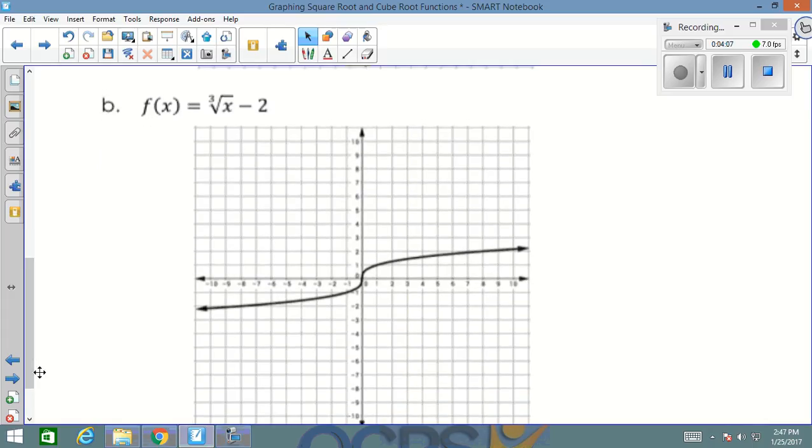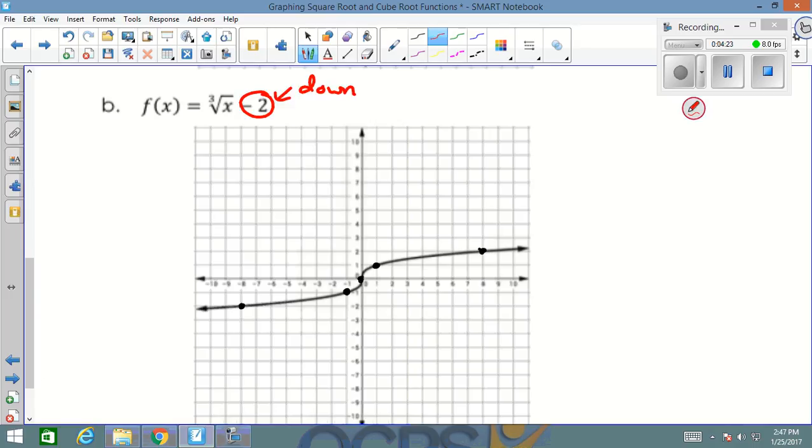Okay, we're going to do the cubic function here. We have points at 0, 0; 1, 1; negative 1, negative 1; 2, 8; and negative 2, negative 8. When there's nothing inside, this negative 2 means we're going to go down 2 units, because we're going to shift every point down 2 units. So now, there we go.